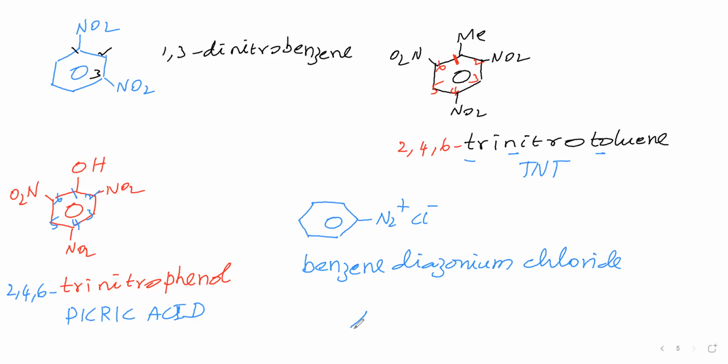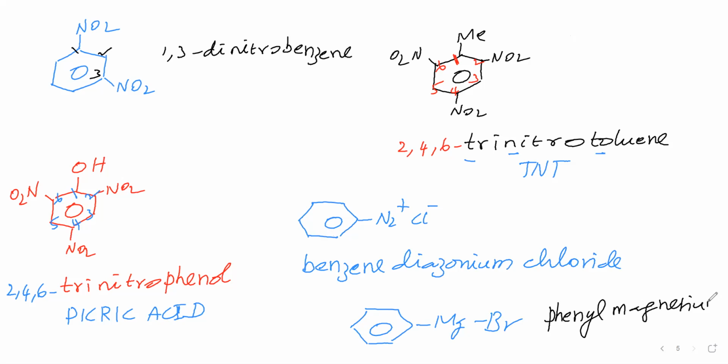Next, we will take the phenyl ring, then MgBr. It is called a Grignard reagent. This we will take as C6H5, as a substituent, so phenyl. Mg is magnesium, and Br is bromide. This compound is phenyl magnesium bromide.